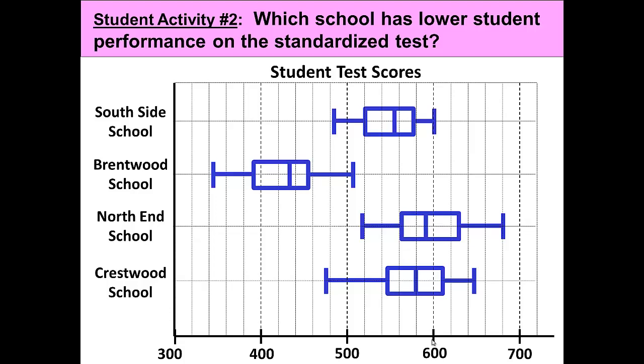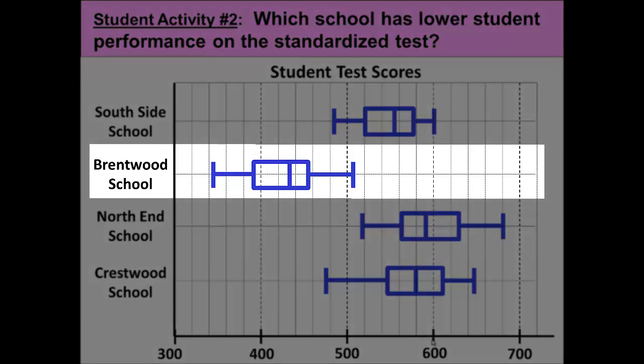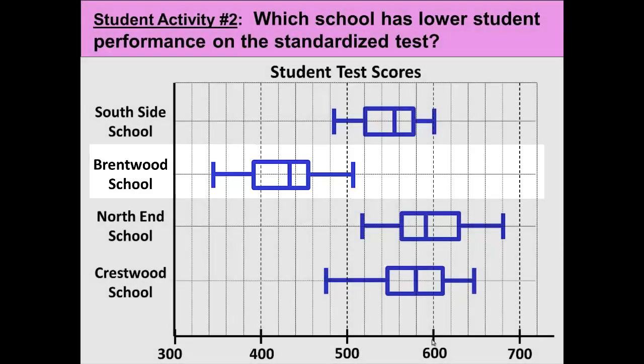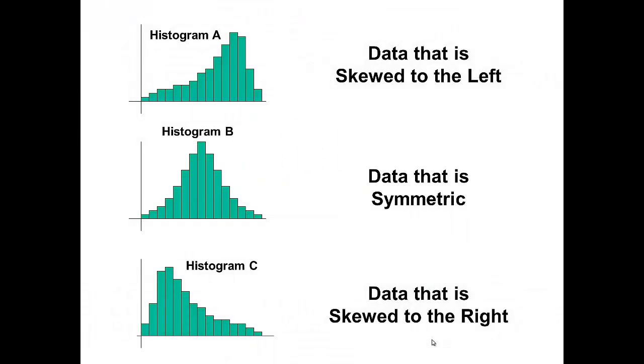Which school has lower student performance on the standardized test? The answer: Brentwood School. It has a box plot that is much lower on the scale than the other schools.